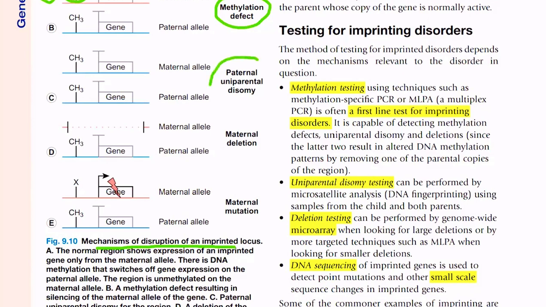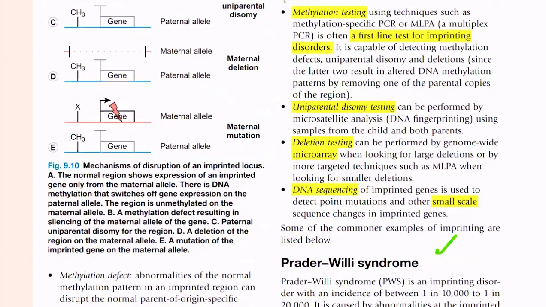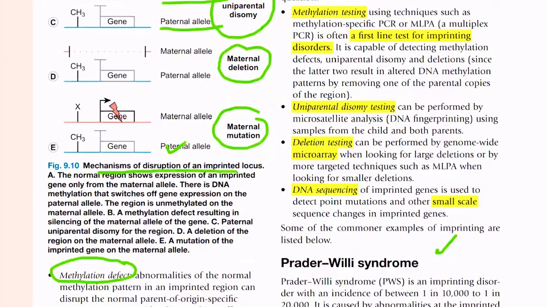Paternal uniparental disomy, both alleles have come from just one parent, right? See here, maternal deletion may be present, maternal mutation may be present. These are the simple mechanisms where imprinting can happen; do not go into much detail. There may be a problem in the methylation. I'm telling you this because they may ask you in a question whether a methylation defect is present or not. See here, if we talk about Prader-Willi syndrome, these are the different types of mutation that can be present.